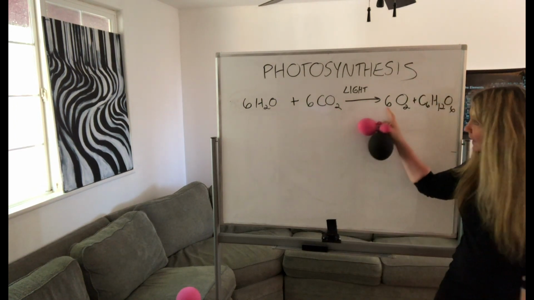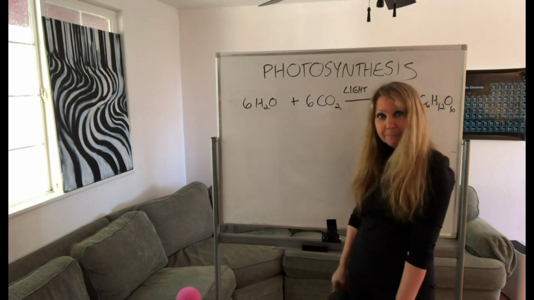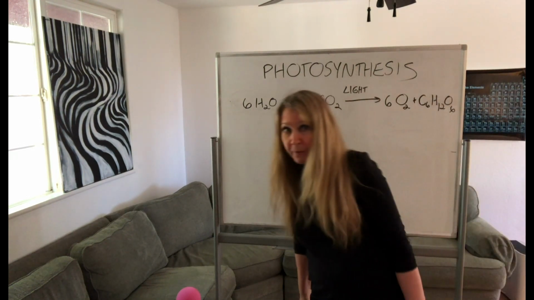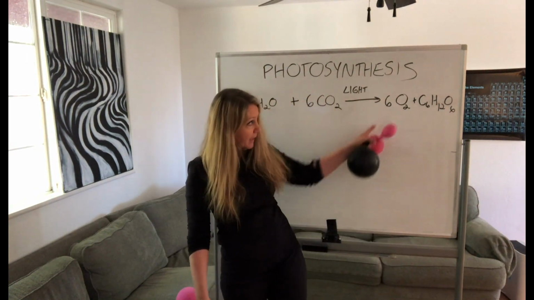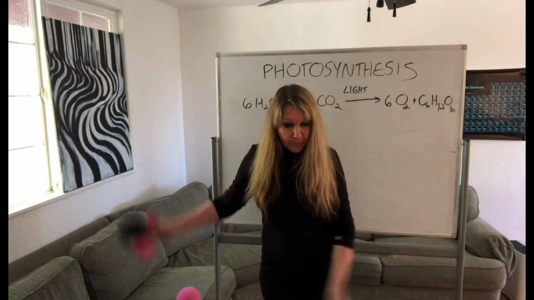And then in the presence of light, so light coming from outside, obviously from the sun, we're going to produce oxygen. So what are we making? We're making 6 oxygens, 6 O2.